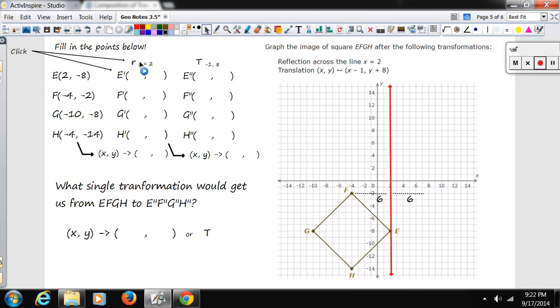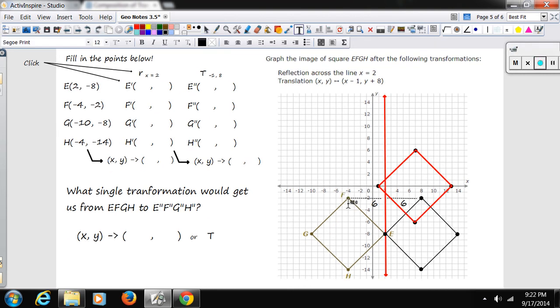So there's our reflection over the line x equals 2. That's what's going to happen when you reflect it. And then to translate it, we were going to move it over negative 1 and up 8. And that's going to come out like that. So this picture should go straight to this picture. So this F would go here, then it would go there to double prime. So let's put F double prime.